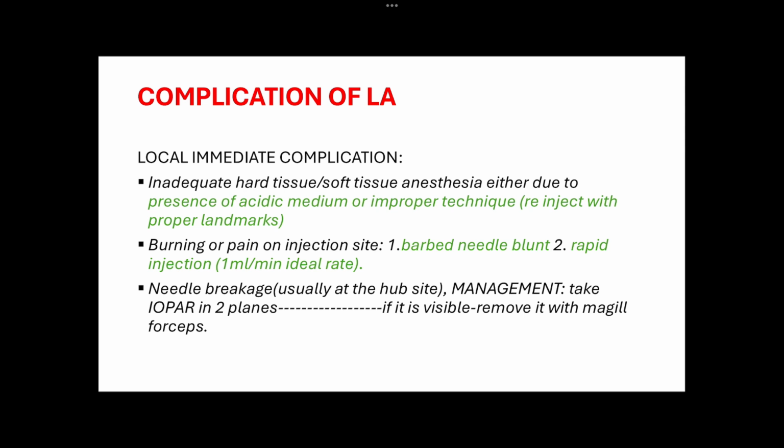Now third is needle breakage, usually at the hub site. Sometimes the needle breaks at the hub site. So what is the management for it? We are supposed to take an IOPA in 2 planes, and if it is visible, remove it with Meggle's forceps. Students, just note down here, it is a star mark point. You have to name the forceps which is used to remove the piece of the needle. So it is McGill forceps. Okay, it can be asked in viva, so just remember and focus.